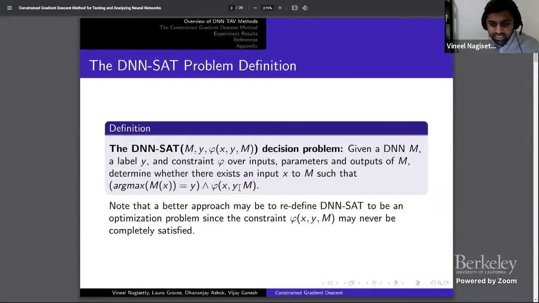So a couple of things. One, these constraints are designed in such a way that satisfying the constraint leads to property violations. And two, we don't necessarily need to look at this as a decision problem. It can be thought of as an optimization problem, especially in settings where constraints phi may never be completely satisfied.